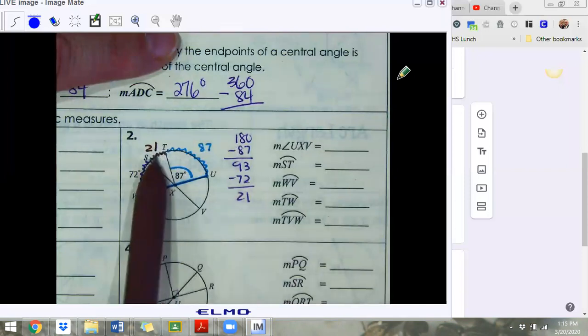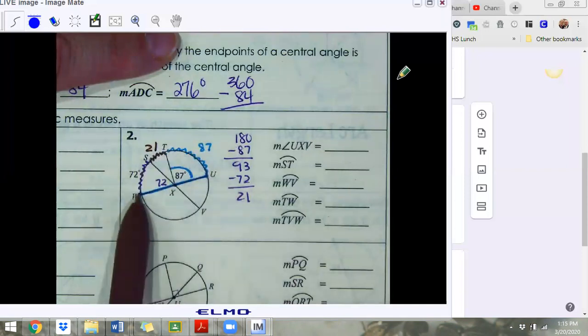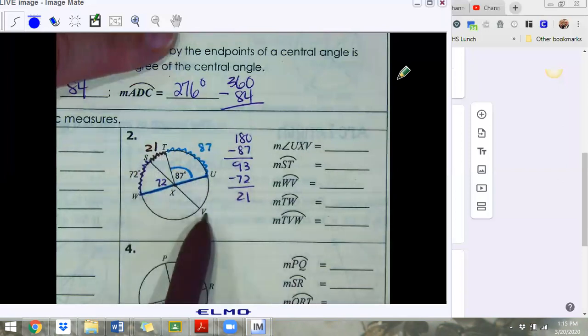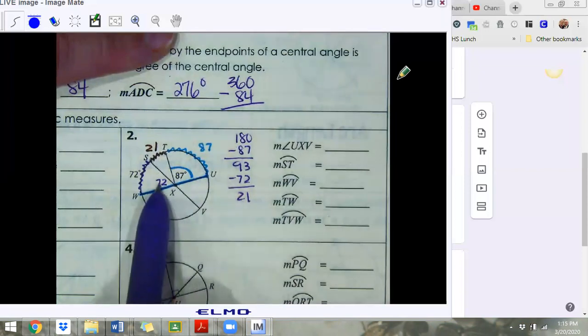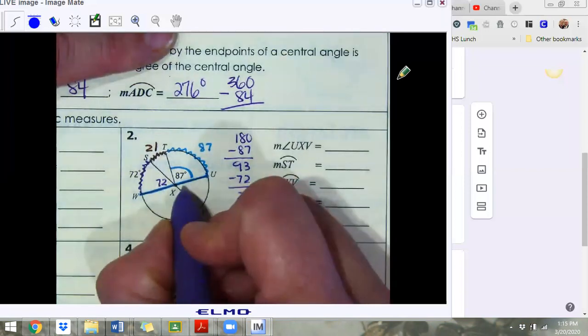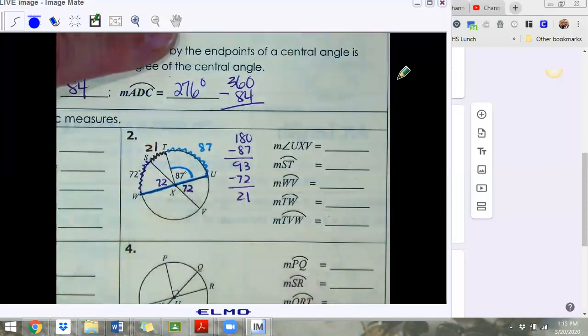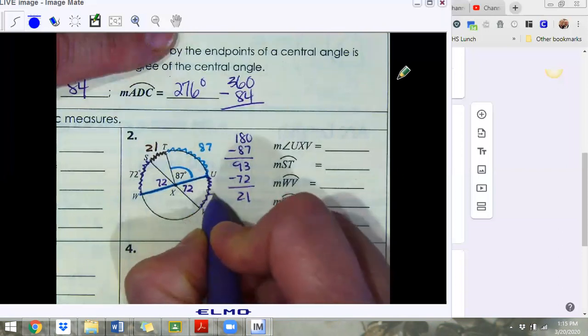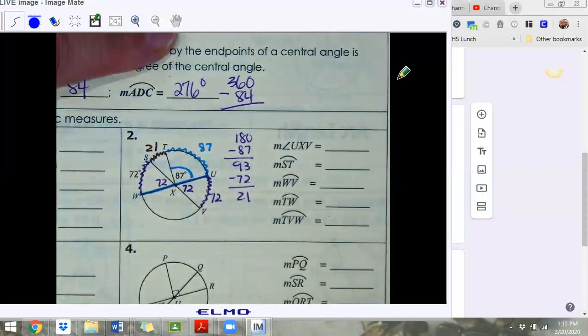So if this is 21, then that means that all three of these have to equal 180. When you're dealing with central angles and diameters, because this is also another diameter, you're going to see a lot of vertical angles. So if this is 72, then this angle is also 72, which means that this arc is also 72.